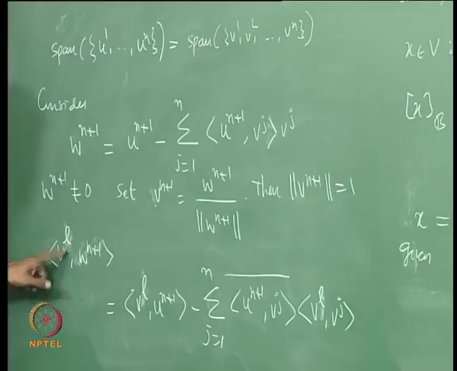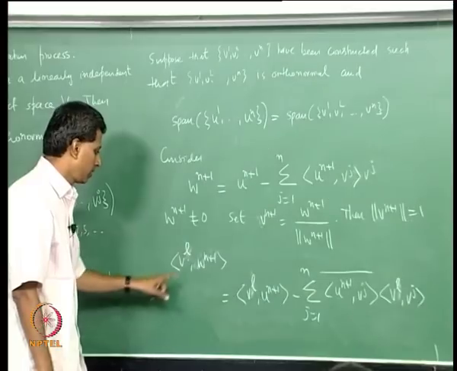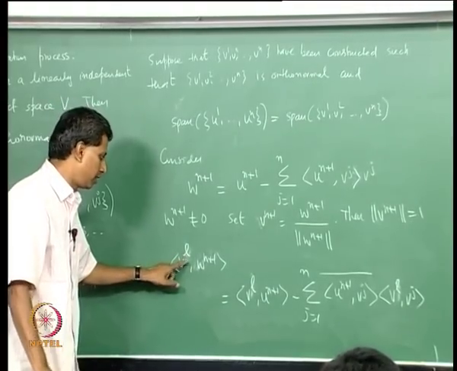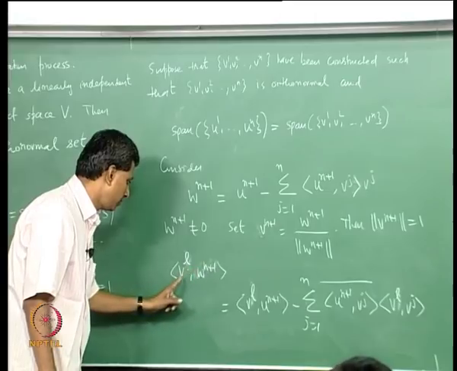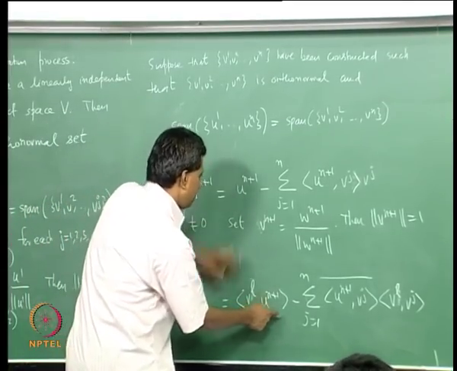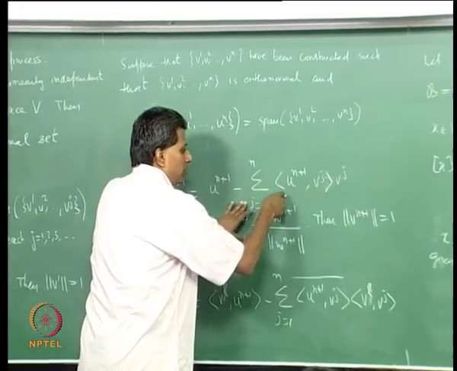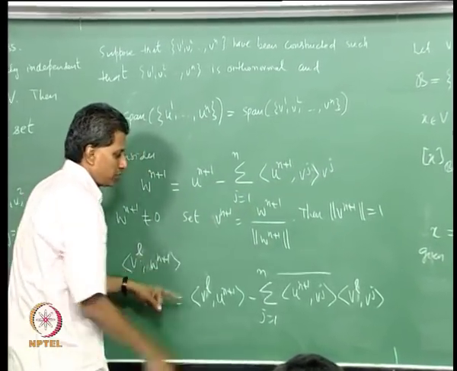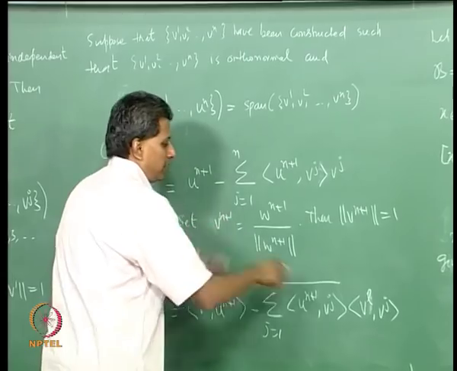I do it for all L. L is fixed, L runs between 1 and n. I am looking at the inner product of wn+1 with vL, vL in the first argument. So vL with un+1, vL with this, now this will go out with a complex conjugate, ⟨vL, vj⟩.